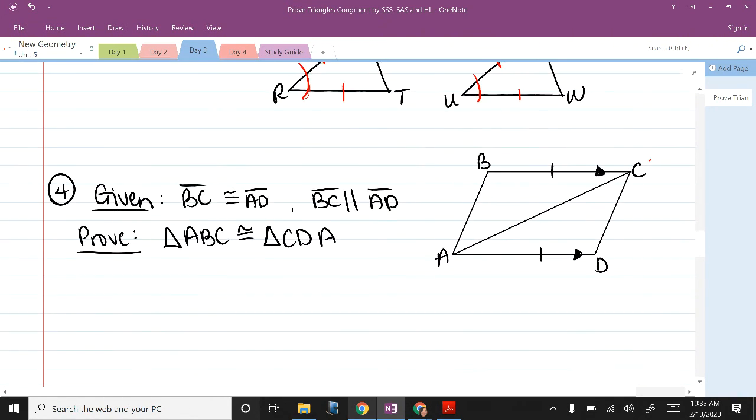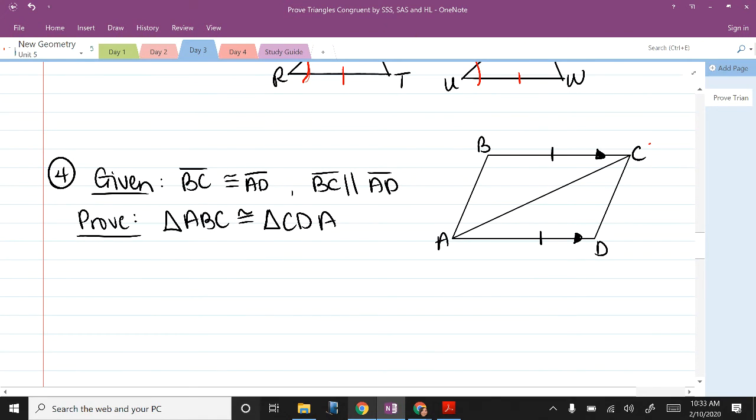Okay. Looky here. What does this symbol mean? Parallel. So if you don't want to write that given and just write the proof, and you draw the picture and then do your statements and reasons table, that's okay.